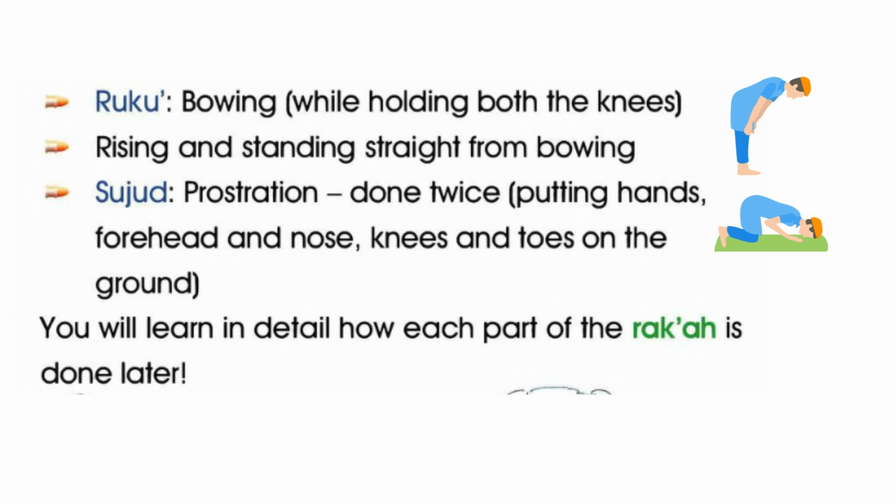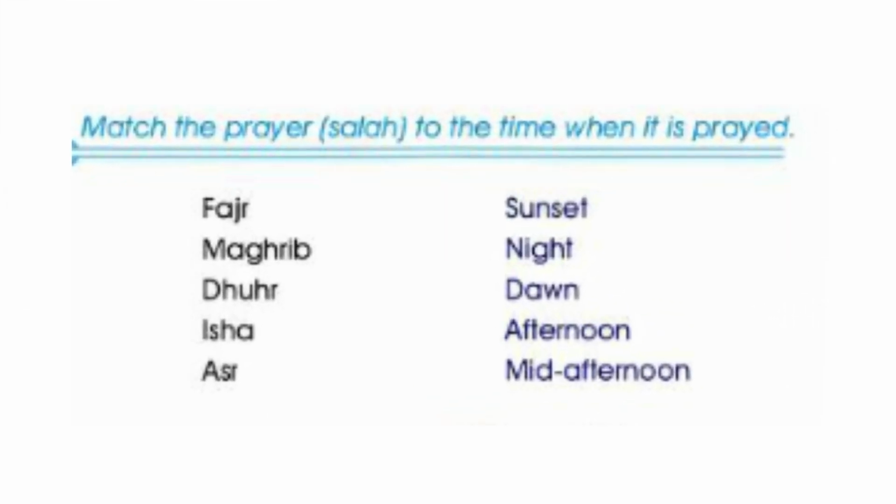You will learn in detail in the next books how each part of the rakah is done, right? Let's match the prayer to the time when it is prayed. Fajr will match dawn. Maghrib will match sunset. Dhuhr will match afternoon. Isha will match night prayer, and Asr is the prayer of mid-afternoon.